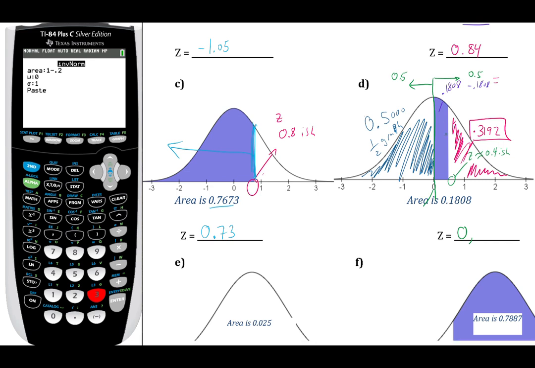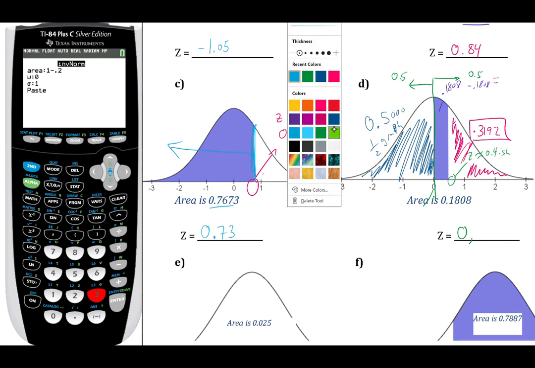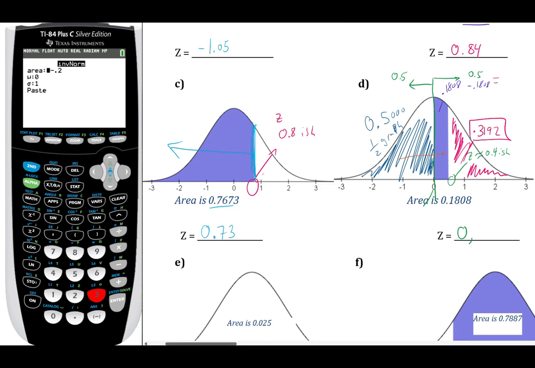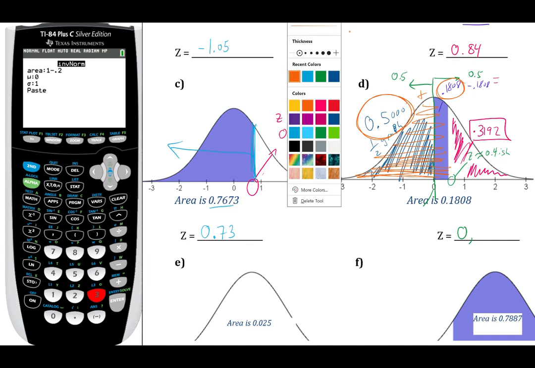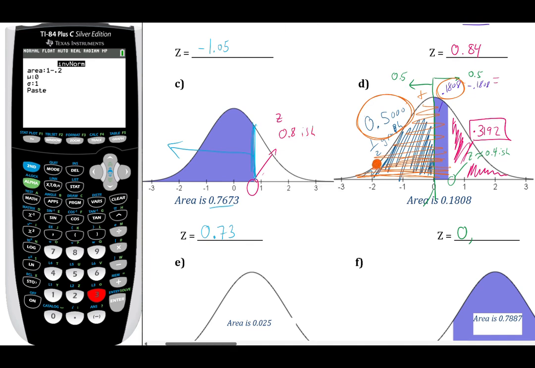Let me go with a nice new color here. Let's go with orange. We haven't used orange today. So the area of the orange shaded region will be 0.6808 because we will add the 0.5 plus the 0.1808, giving us a total area of 0.6808.